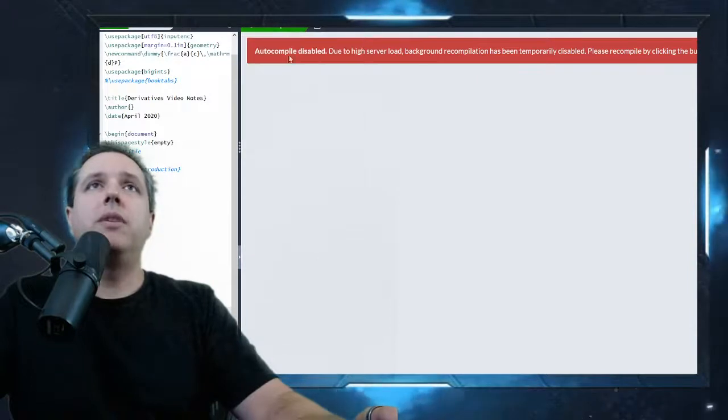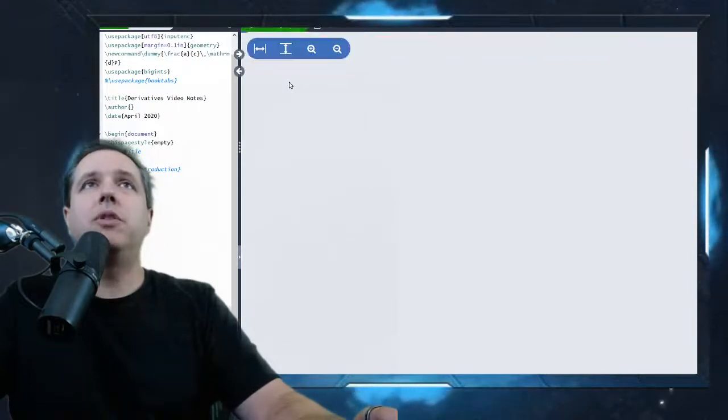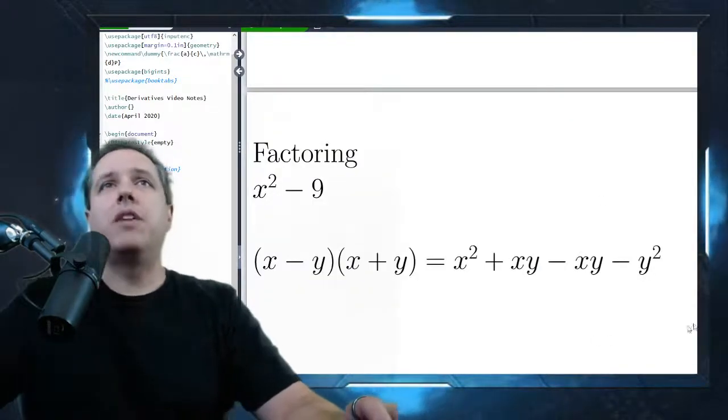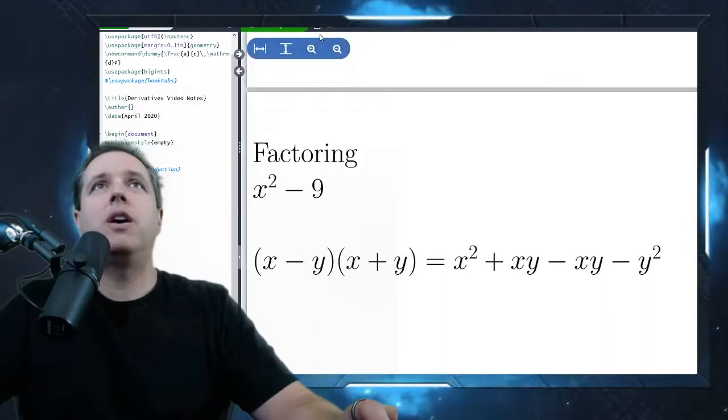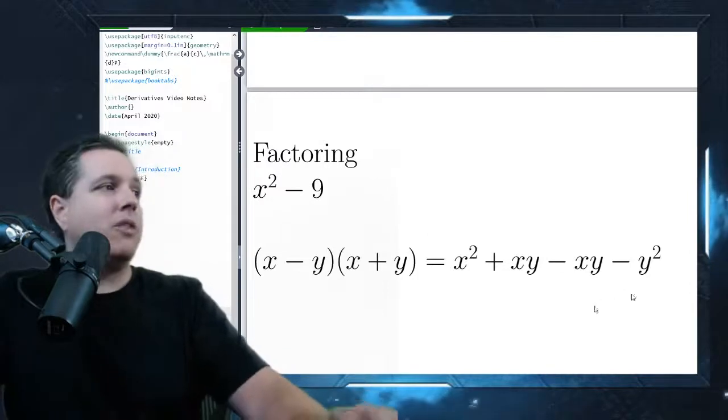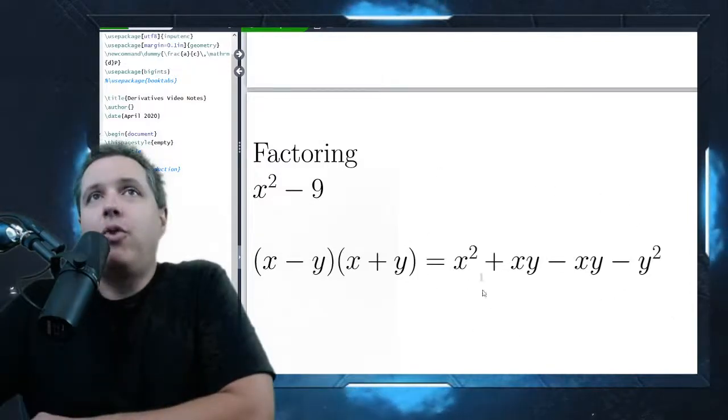All right, it's going to make me keep pushing the button every time. That's weird. I think they're still having some server issues, it looks like, so it's not letting me do auto compile automatically.